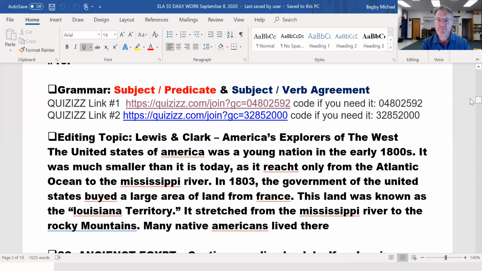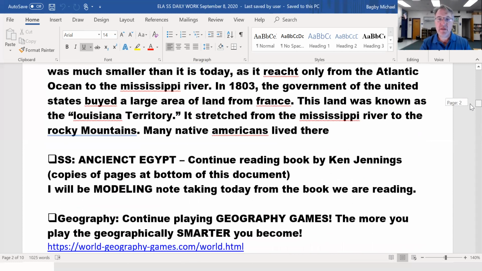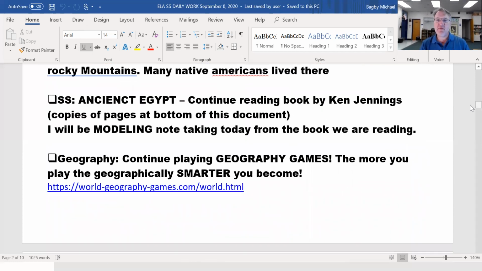Now, it's full of mistakes: spelling, capitalization, commas, end marks, periods, maybe some question marks. So fix it, please. We will continue reading Ken Jennings' books, copies at the bottom of this.